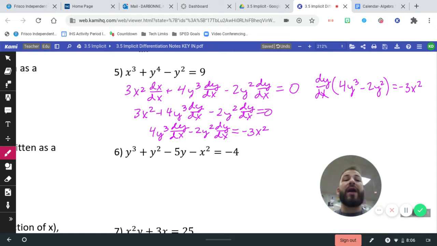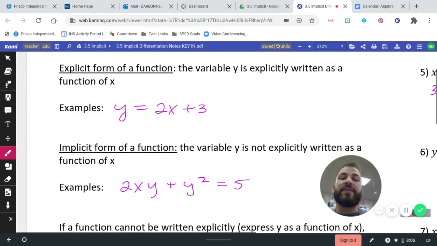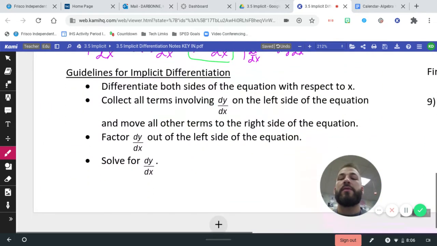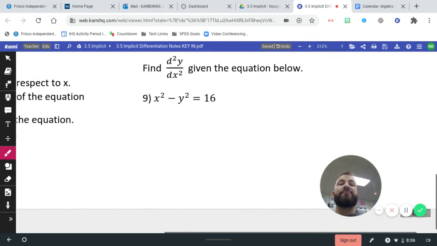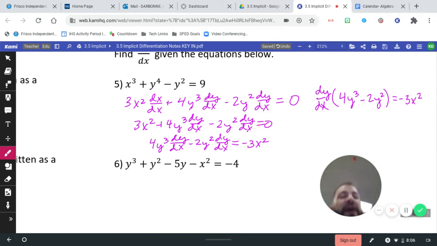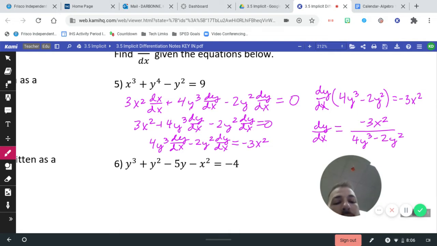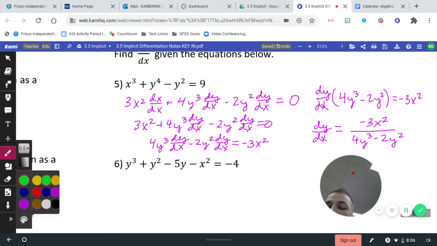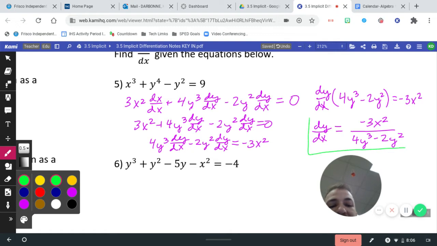Okay, so now I have dy/dx by itself outside the parentheses, which means the last thing I'm going to do is solve for dy/dx by dividing over what I have left. So solving for dy/dx, I'm just going to divide this whole piece that's being multiplied over to the other side. So we get dy/dx equals negative 3x squared over 4y cubed minus 2y squared. So we get this big whole mess, and it is a bit of a mess, as our answer on 5.